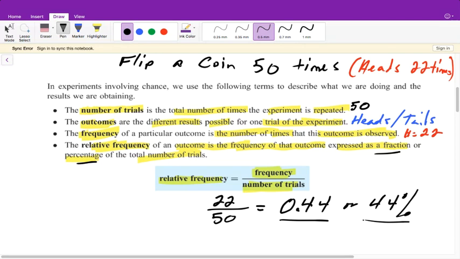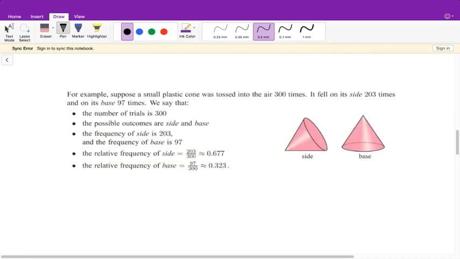The next one we're going to do is the exact same thing as relative frequency, but it's just saying it in a different way. Before we do that, let's go through another example.